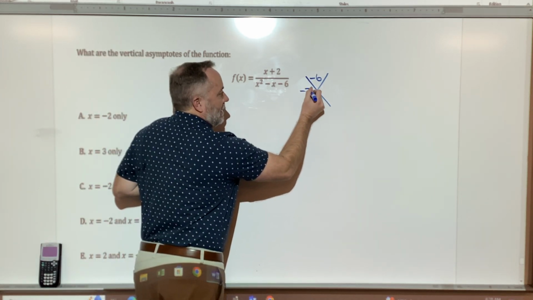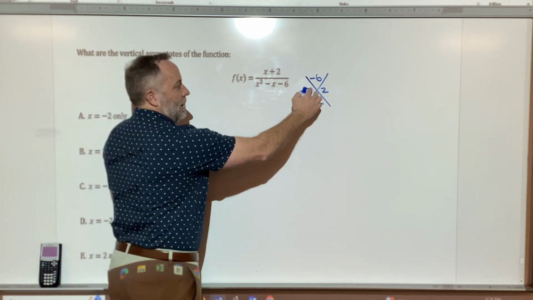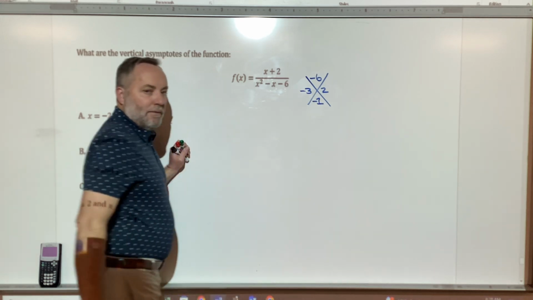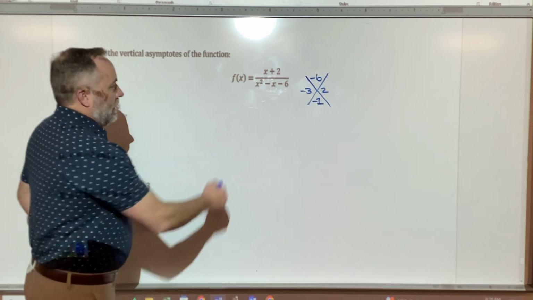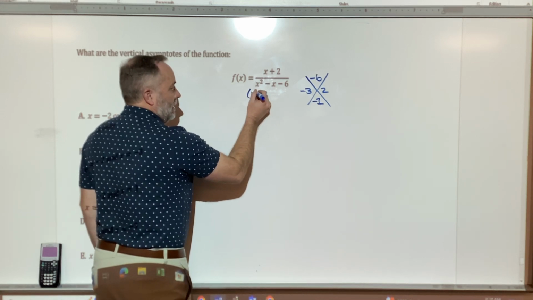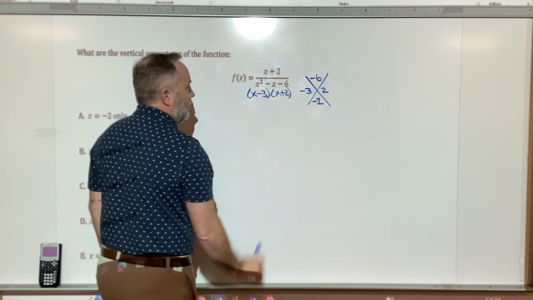And we can see that -3 and +2, when we multiply them, we get a -6. When we add -3 plus 2, we get a -1. So when the leading coefficient's 1, we can just use those two factors immediately. So it's x minus 3 times x plus 2.